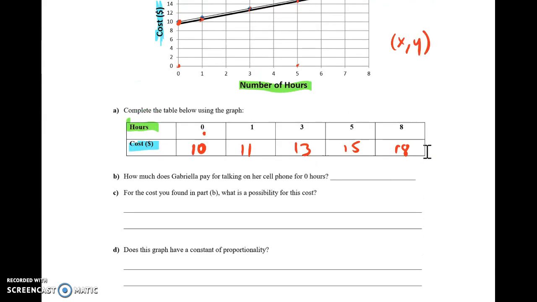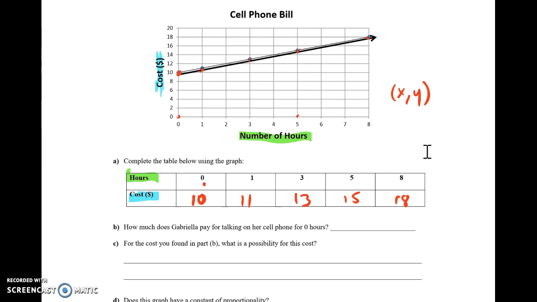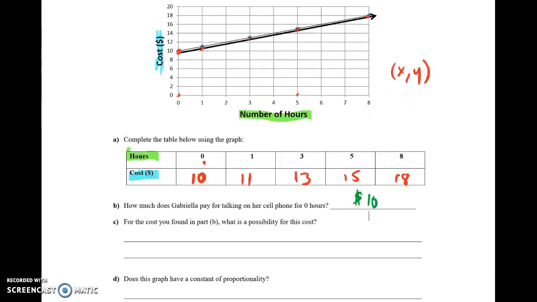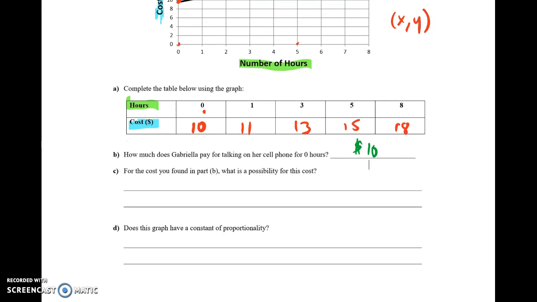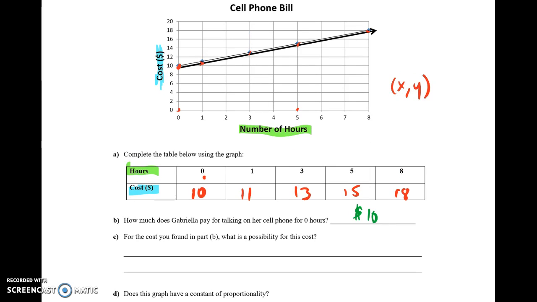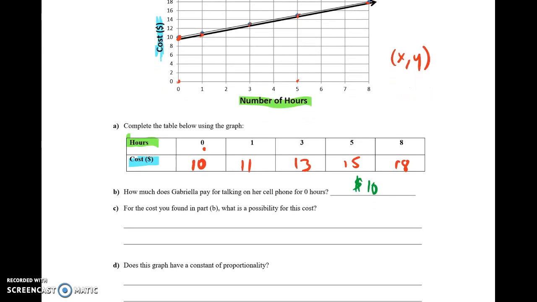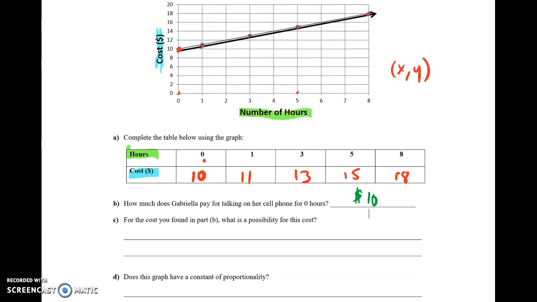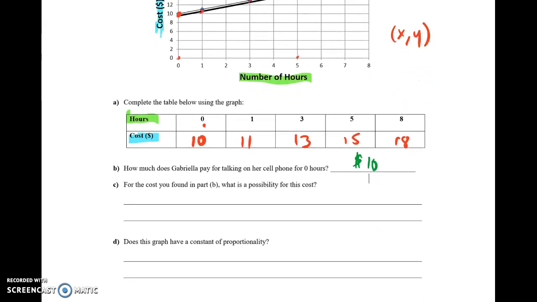All right, so let's move on to part B. How much does Gabriella pay for talking on her cell phone for 0 hours? For 0 hours, we found that she pays $10. Part C, for the cost you found in part B, what is a possibility for this cost? If you remember from class, we said that a possibility for this cost is an enrollment fee, a signing fee, something like that. So you have to pay a certain amount of money just to get the service to begin with. Maybe she went over her minutes, something like that.